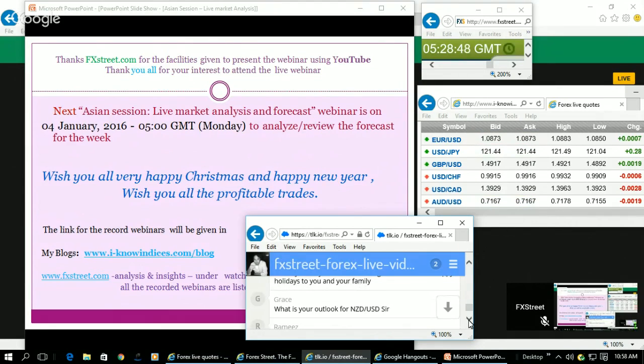And what is the outlook for New Zealand dollar? New Zealand dollar has made a lesser drop when compared to Australian dollar and is expected to gain more levels during this year-end time.